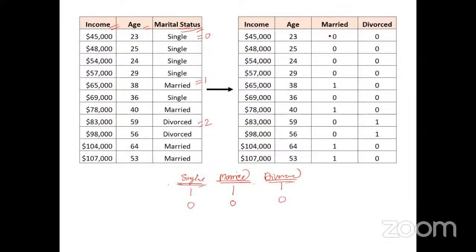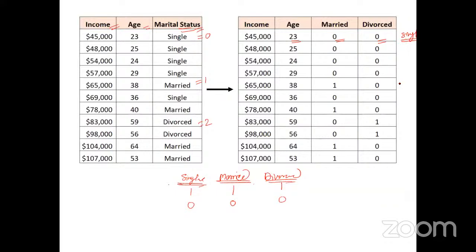Let us consider that here both are 0. It means your category for this person has both 0. It means the person is not married and not divorced. It means automatically they are single. So this third group is automatically defined.